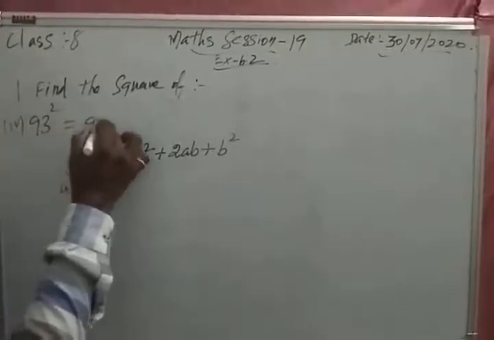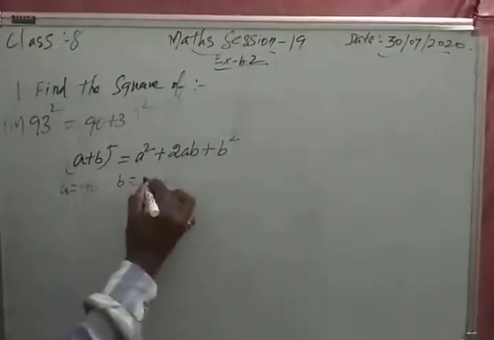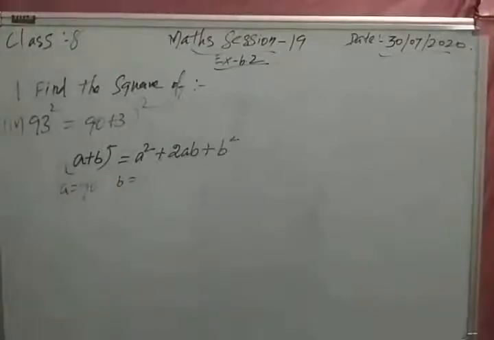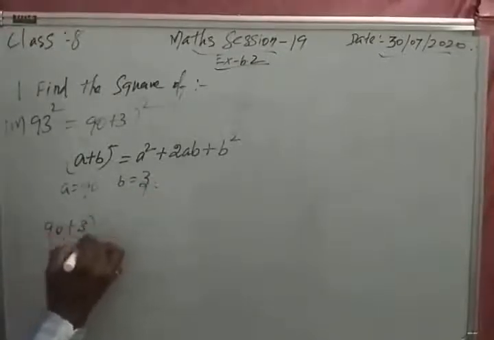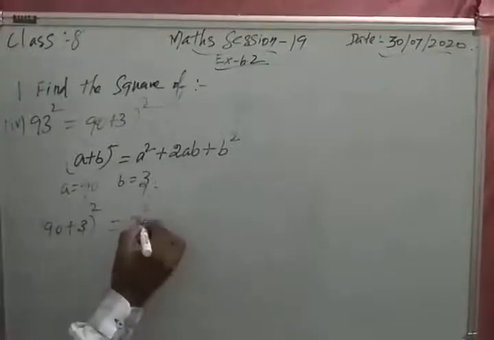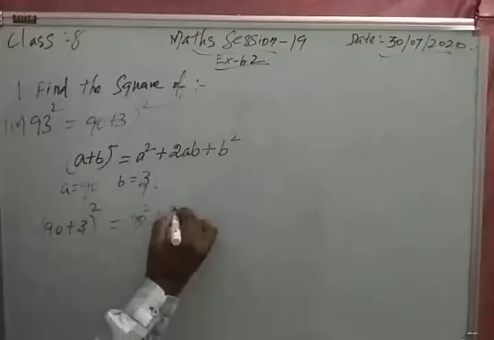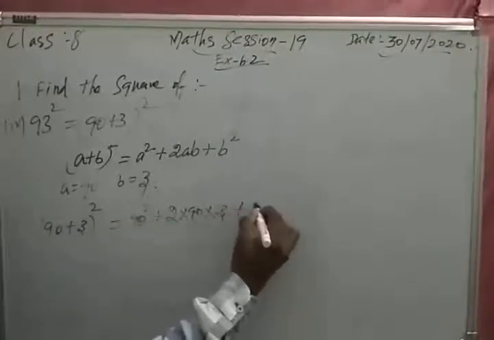93 squared is equal to 90 plus 3 the whole square. So A is equal to 90, B is equal to 3. According to this we have to do it. Okay. Now you can write the term 90 plus 3 the whole square, which is equal to 90 square plus 2 into 90 into 3 plus 3 square.